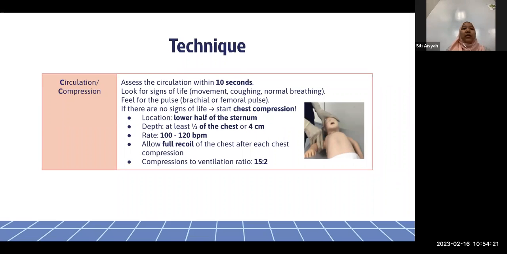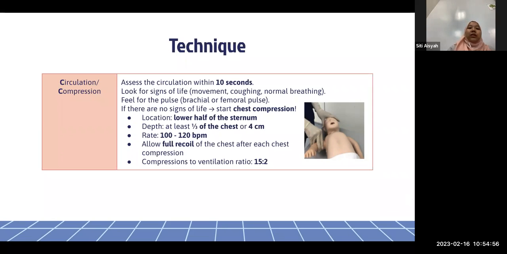So we assess the circulation. We should assess the circulation for not more than 10 seconds. We have to look for signs of life such as movement, coughing, and normal breathing. Now we feel for the pulse. Usually we feel the pulse at the brachial, which is at the inner aspect of the upper arm, or we can also feel for the femoral pulse. Then if there are no signs of life, we should start chest compressions.